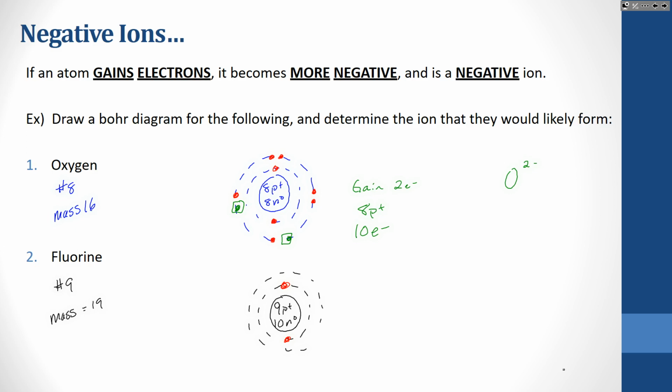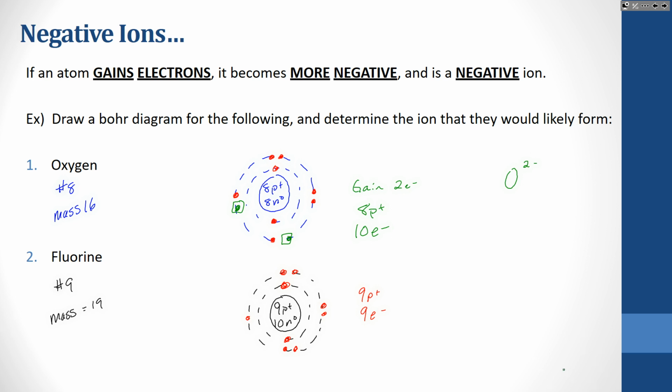Draw our second ring. Again, fluorine is in column 7, so it should have 7 valence electrons. 3, 4, 5, 6, 7, and 7 and 2 make 9, so I have my 9 electrons. Again, if you think you have 9 electrons and 9 protons, that charge adds up to 0. That's a normal atom of fluorine.